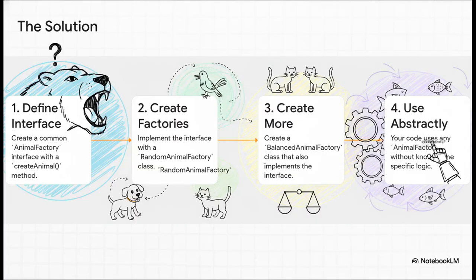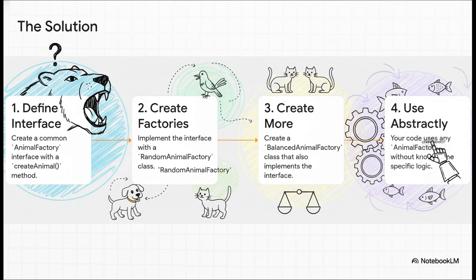So what does this actually look like in code? It's pretty straightforward. First, you define a common animal factory interface. It has one simple rule. You've got to have a createAnimal method. Step 2, you create your specialized factories, like a random animal factory and our new balanced animal factory.